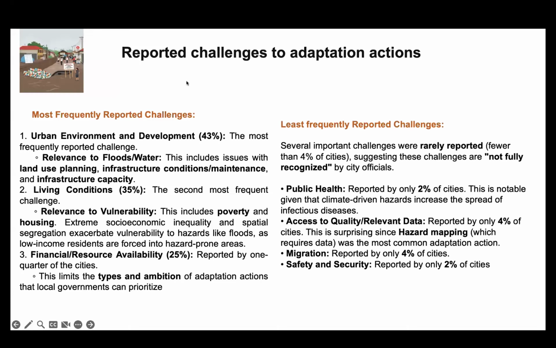And also, if we're doing hazard mapping as a common adaptation action, and if we don't have the data, it's hard to do good hazard mapping, right? And this generates indirect consequences, as we were saying, things like migrations, right? Forced migration, the environmental migrant, it's real, it happens. And this generates safety and security questions that are only reported by 2% of the cities, but is very likely to increase over the next decades.